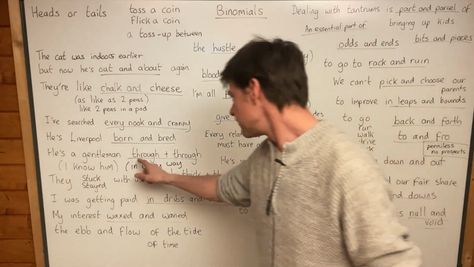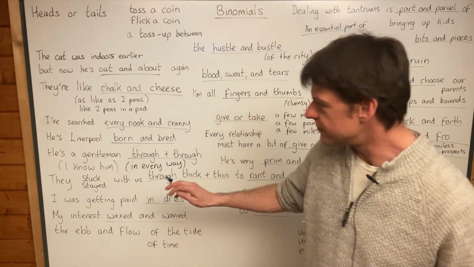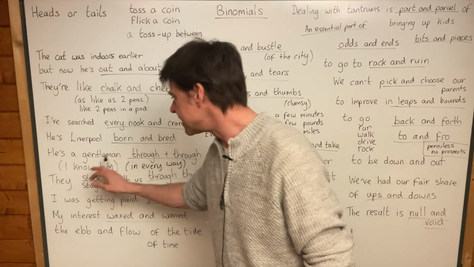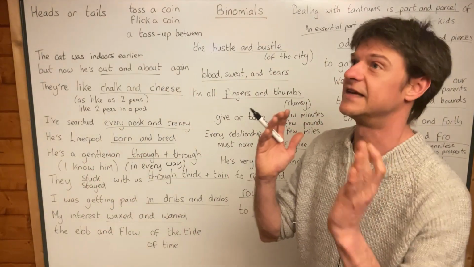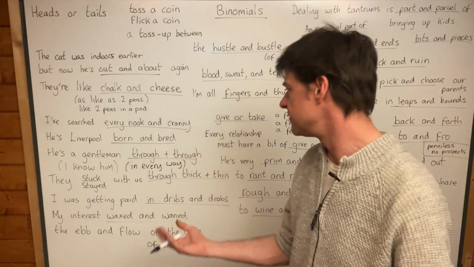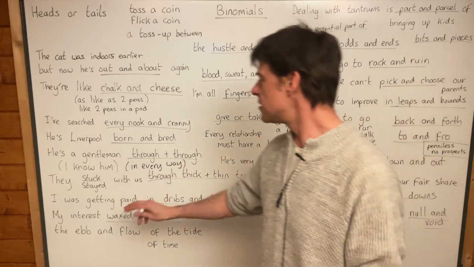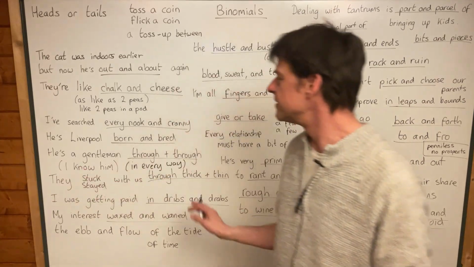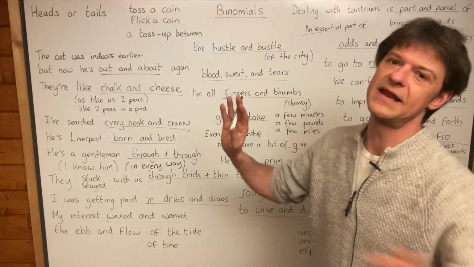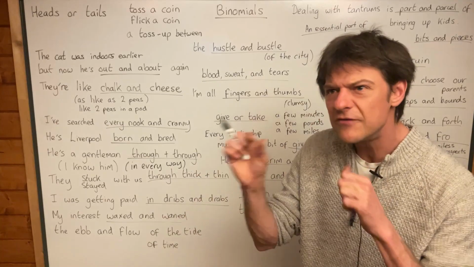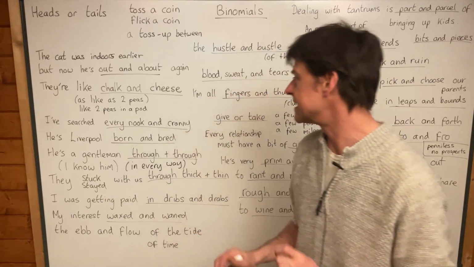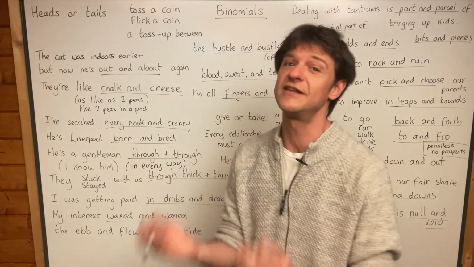And you can use this "through and through" in slightly other ways. So you don't have to say just he's a Liverpudlian through and through, or he's a gentleman through and through. They both work very well. But you can also say "I know him through and through". And that means I know him in every way. I know him completely. I know every little bit about his personality. I know every nook and cranny of his personality.